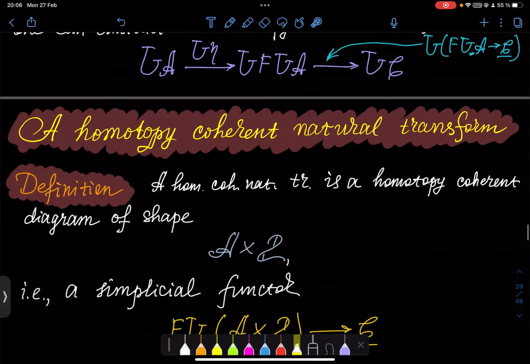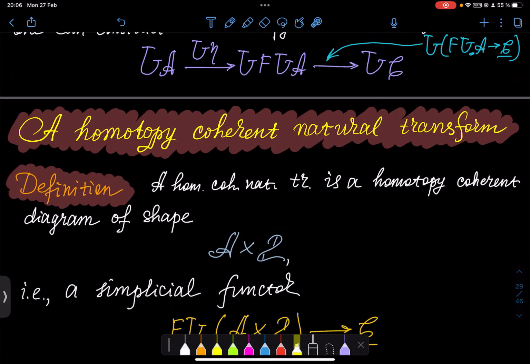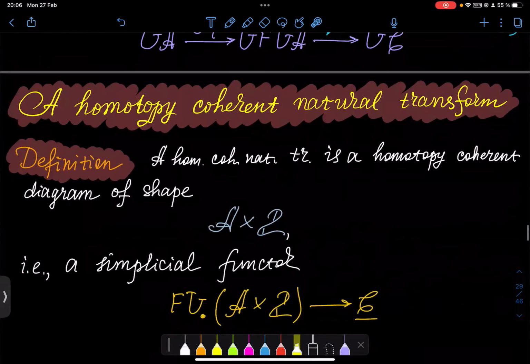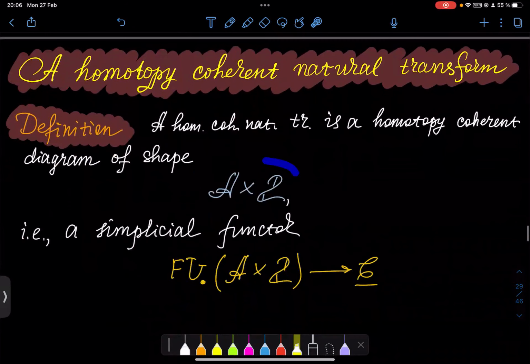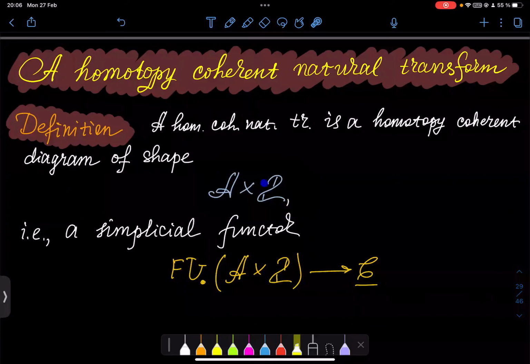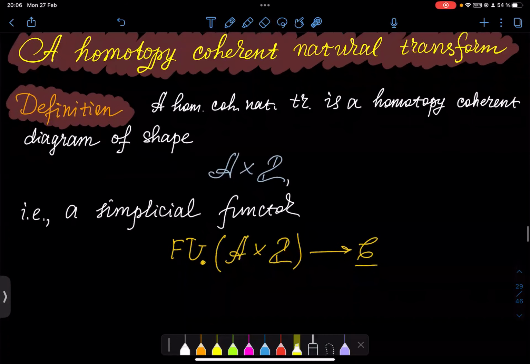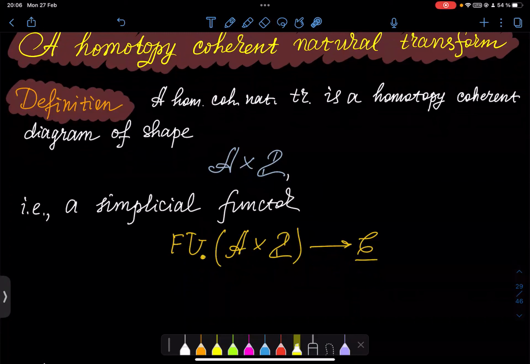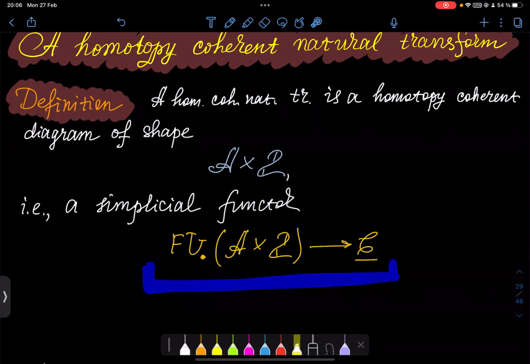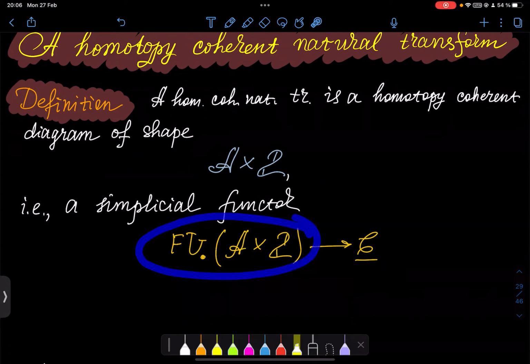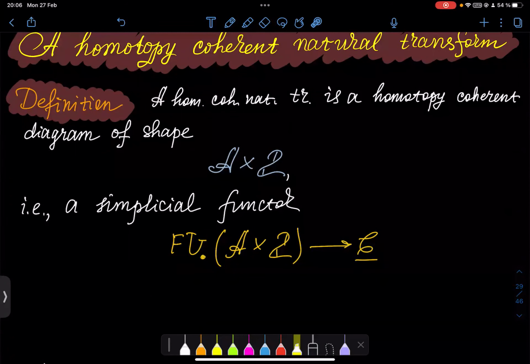So okay, what is a homotopy coherent natural transformation? A homotopy coherent natural transformation is a homotopy coherent diagram of the shape A times 2, where 2 is, as usual, the arrow category, and a homotopy coherent natural transformation is just a simplicial functor from this shape to the category C.